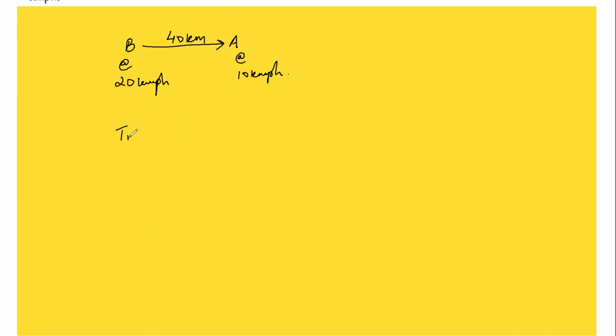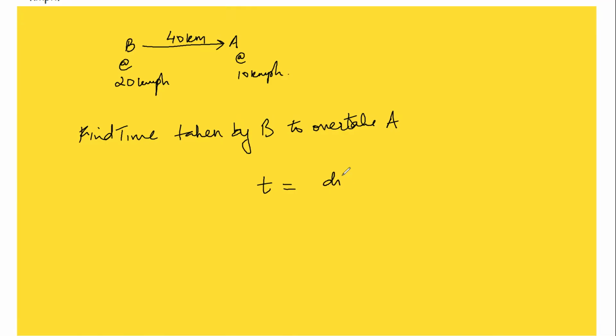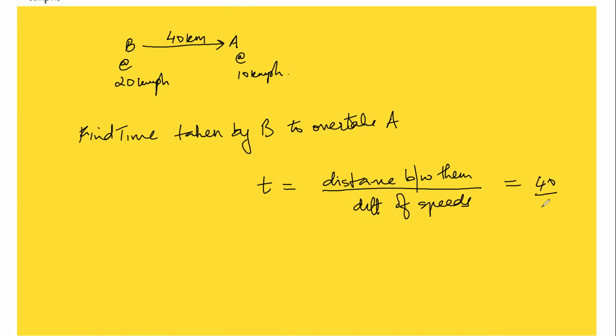And if you were to find the time taken by B to overtake A, or catch up with A, all right, so we always take the difference of the speeds. So the time taken is the distance between them, because time is distance over speed, right? So distance between them upon the difference of the speeds. So that is 40 over 10, and so the time is 4 hours.